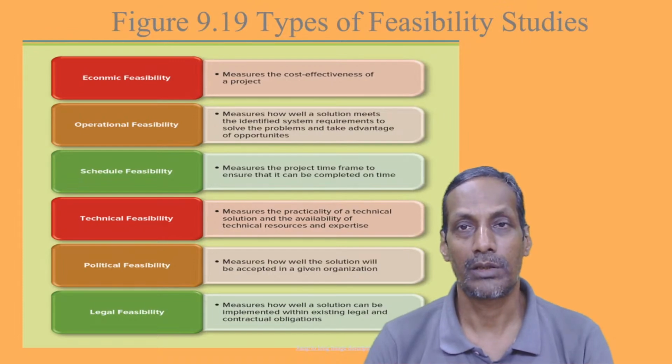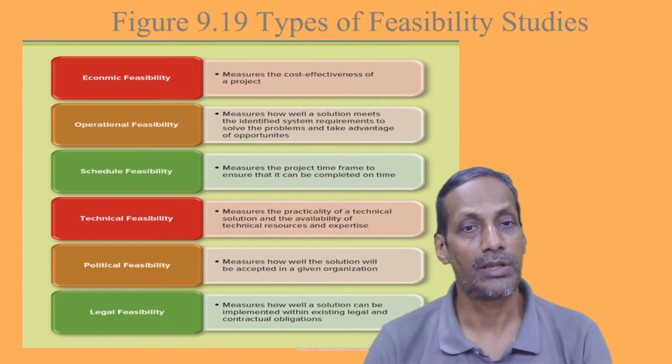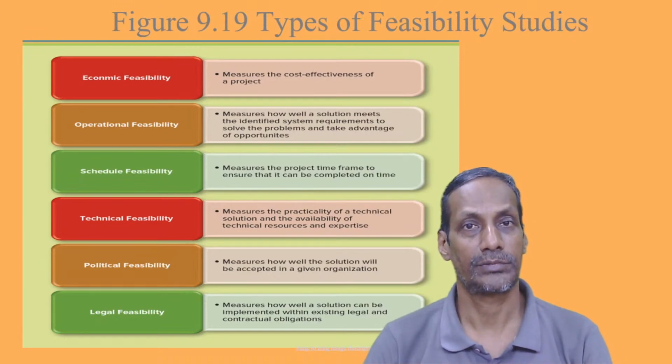You need to go through the operational feasibility to measure how well a solution meets the identified system requirements to solve the problems and take advantage of opportunities. You need to check schedule feasibility because proper scheduling measures the project time frame to ensure that it can be completed on time. So technical feasibility is a must for coming up with a new solution.